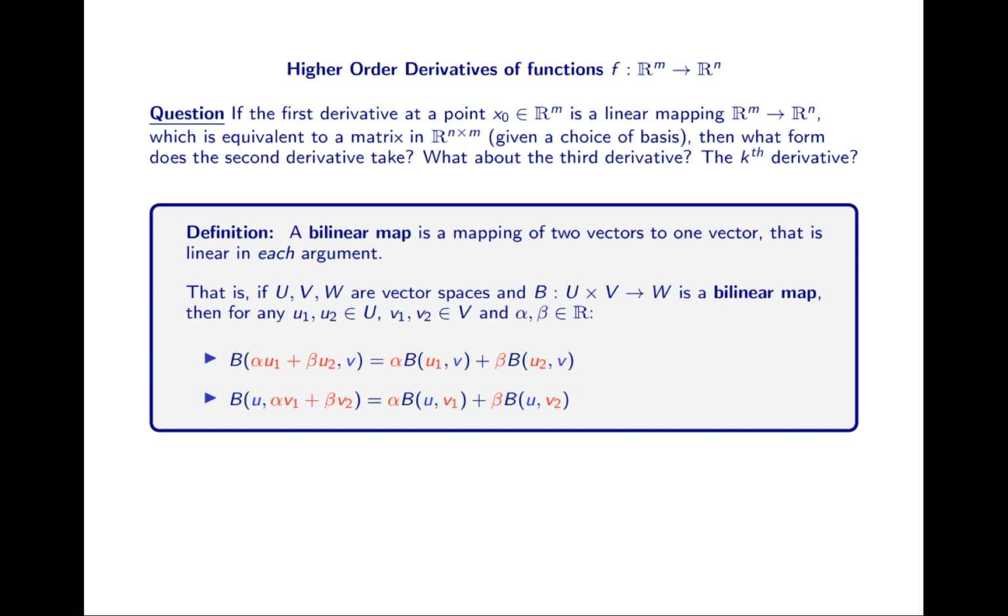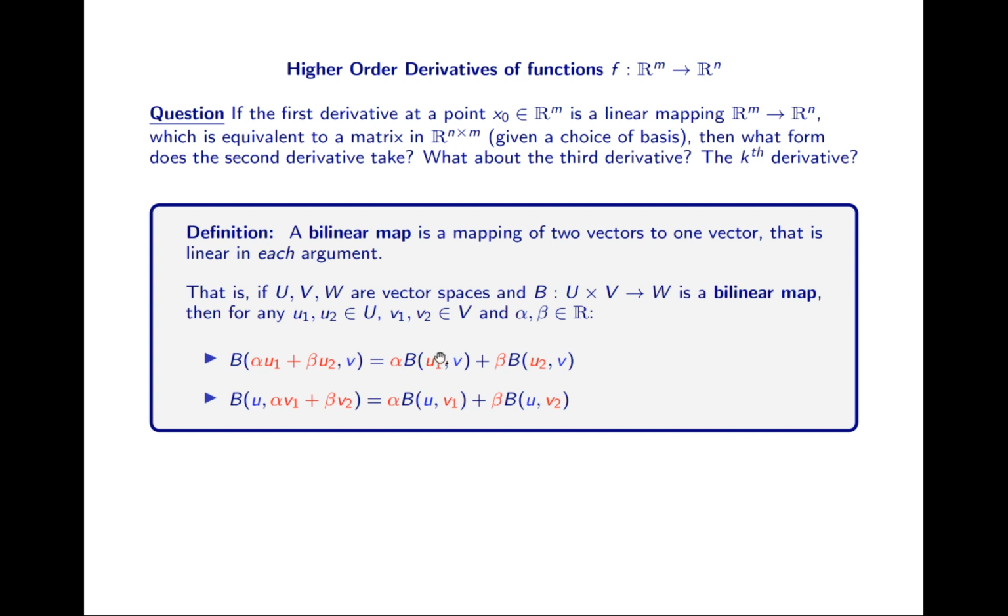So if U, V, and W are vector spaces, and B maps a vector in U and a vector in V to a vector in W, in order for B to be a bilinear map, it means that B of a linear combination, alpha U1 plus beta U2, comma V, is equal to alpha B of U1, comma V plus beta B of U2, comma V. In other words, this linear operator can be distributed, right? The scalars can be factored out and the sum can be distributed.